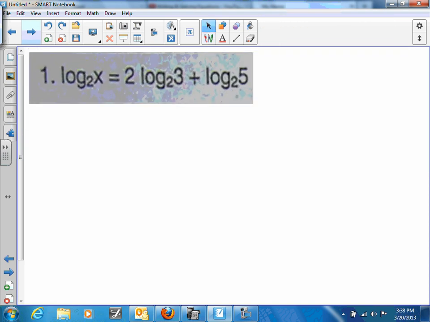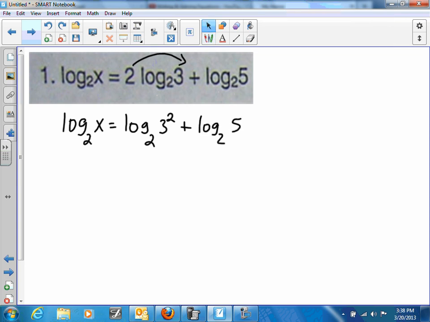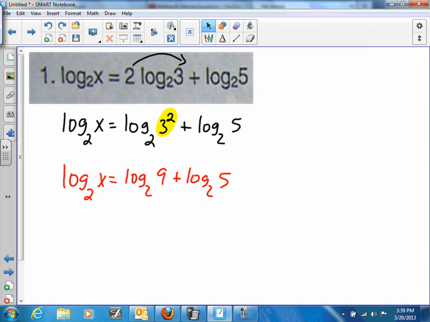Notice here, you have log base 2 of x equals, we're going to take this 2, we're going to move it right here. So you get log base 2 of 3 squared plus log base 2 of 5. We're going to go ahead and 3 squared is 9. So I end up getting log base 2 of x equals log base 2 of 9 plus log base 2 of 5.